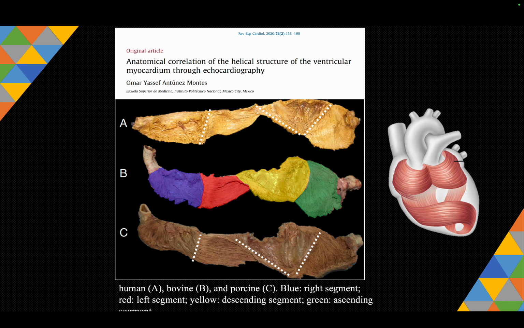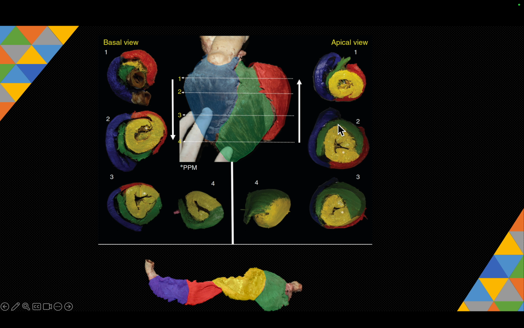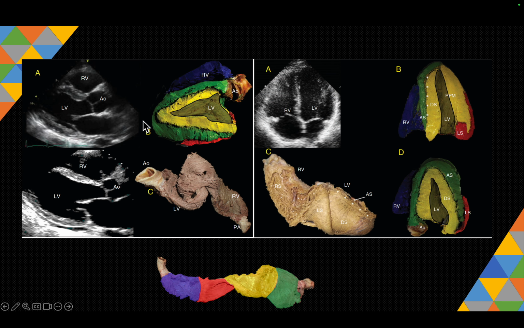What is the echo correlation of these sheets of muscle? If you see it in a short axis view, you see these layers wrapping around the left ventricle. And in a parasternal long axis view, these are the two layers, ascending layer and descending layer, that you see in the myocardium structure. Similarly, on an apical 4-chamber view, you see these two layers. And where does the hematoma settle? The hematoma settles in between these two layers of myocardial structure.